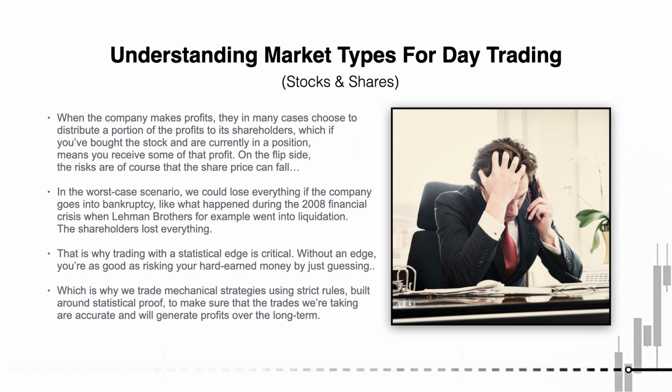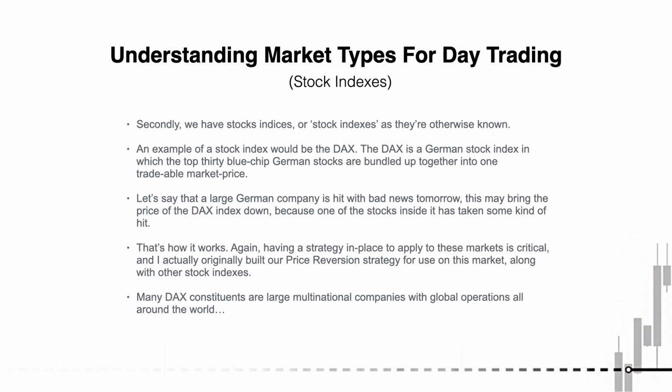That is why trading with a statistical edge is critical, because without an edge, you're as good as risking your hard-earned money by just guessing, which is why we trade mechanical strategies using strict rules built around statistical proof, to make sure that the trades we're taking are accurate and will generate profits over the long term. Secondly, we have stock indices or stock indexes, as they're otherwise known.